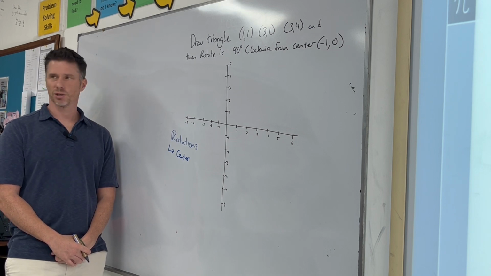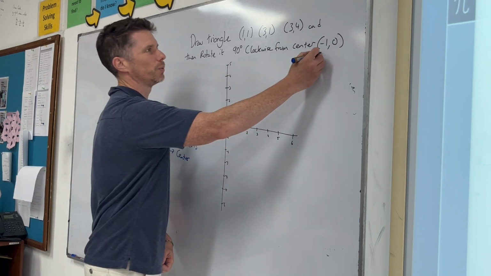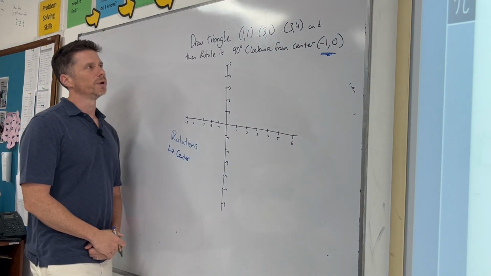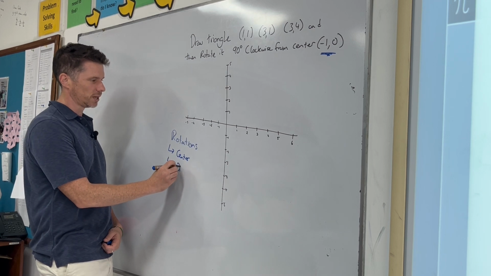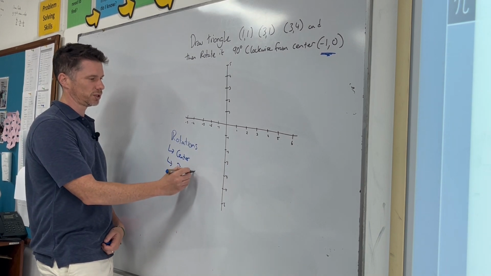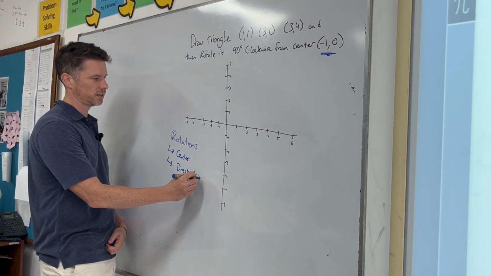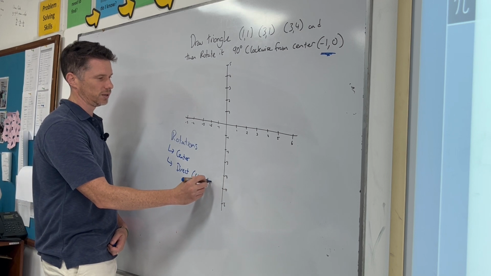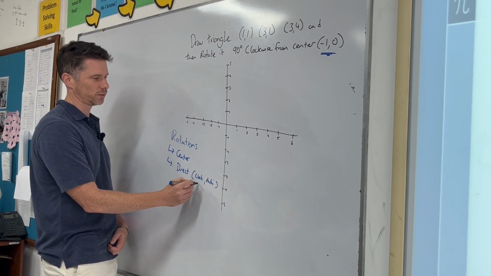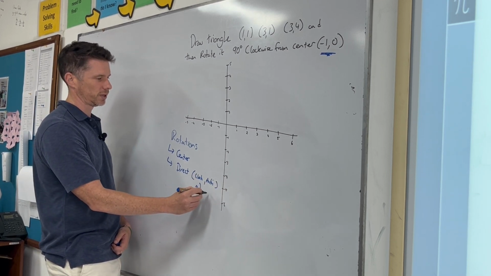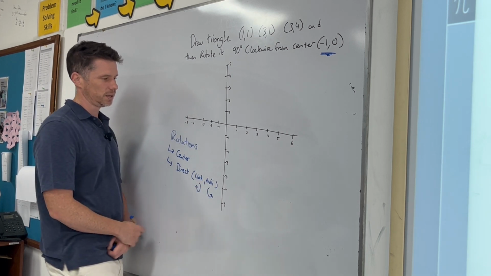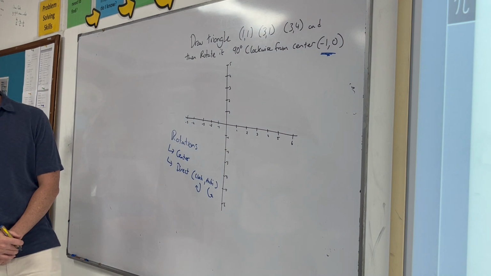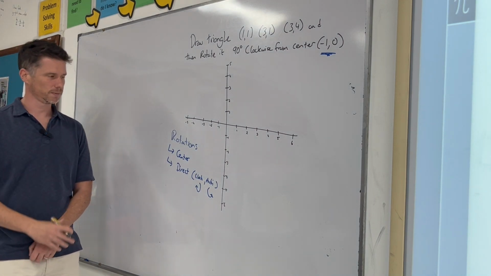The center of rotation, in this case, is this point here of minus 1, 0. We also need to know the direction of the rotation. So it can be clockwise or anti-clockwise, or counterclockwise. Clockwise would be the way the clock goes, and anti-clockwise is the opposite direction to that. So there's two ways we can rotate something. Spin this way or this way.